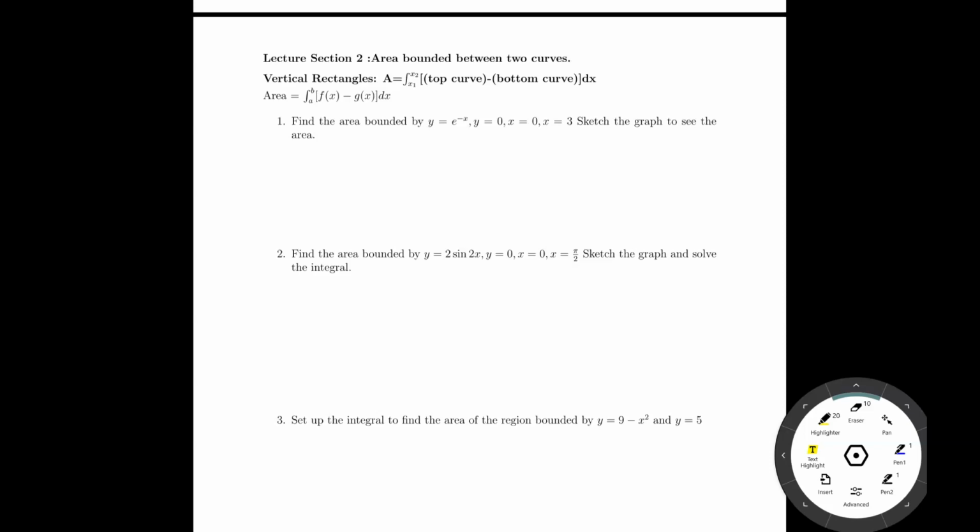All right, so let's start with these first couple of examples to develop the idea. Let's graph e to the negative x. It looks like this. Y equals 0 is this line right here. X equals 0 is this. Make sure we get these correct. This is a big deal. If you get these wrong, then you get the area bounded wrong. So this is the area that's bounded by all four of these.